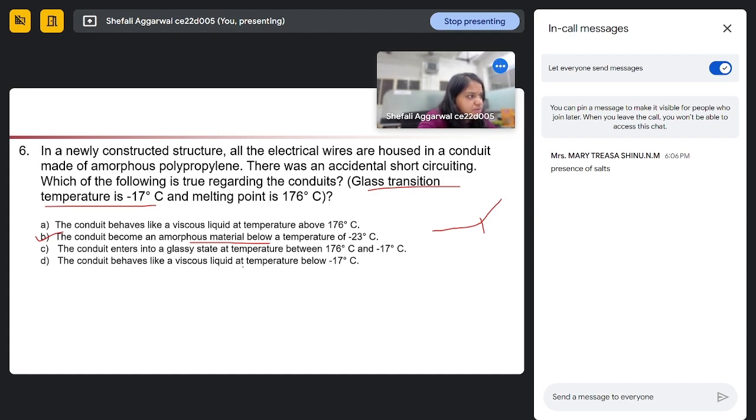And other statements: it enters into glassy state at temperature between 17 and minus 17. It behaves like a viscous liquid at a temperature below minus 17. This is also not correct. It behaves like a viscous liquid at temperature above the melting point, so above the melting point it will start to behave as a viscous material. So the answers are A and B. Okay.